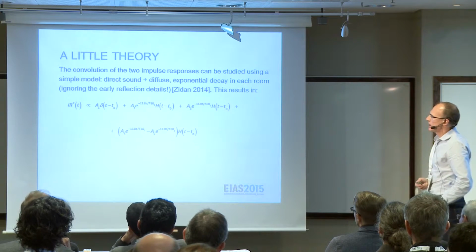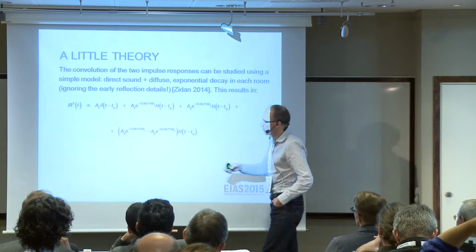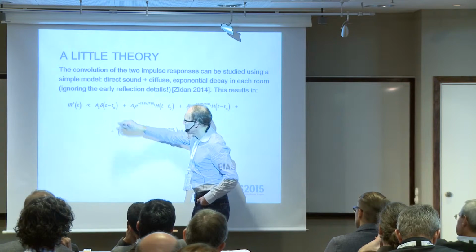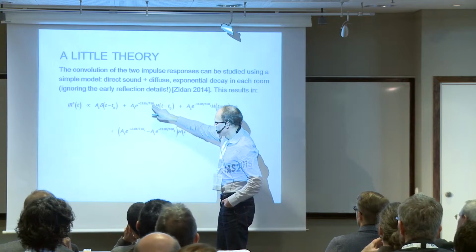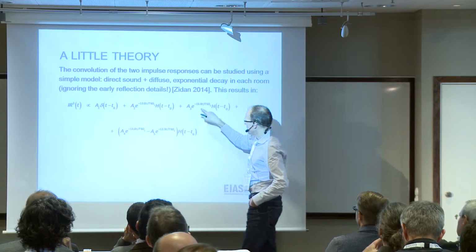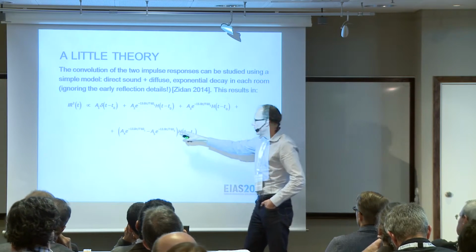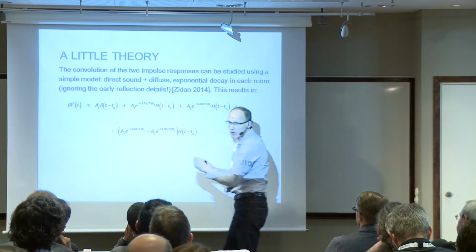A little theory about what I hinted at before: when we convolve those impulse responses, we get a direct sound, we get one exponential decay with the reverberation time in room 1, another one with the reverberation time in room 2, and then the non-exponential part, which can be written as a difference between those two.